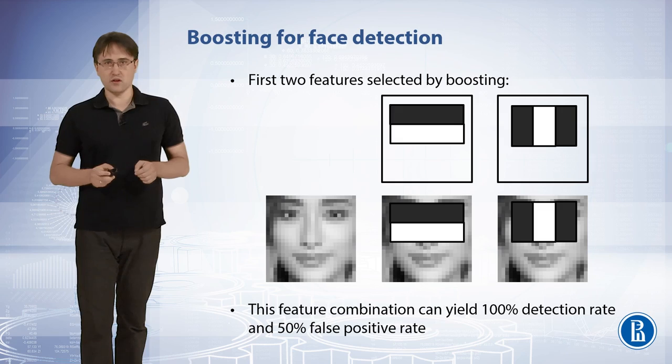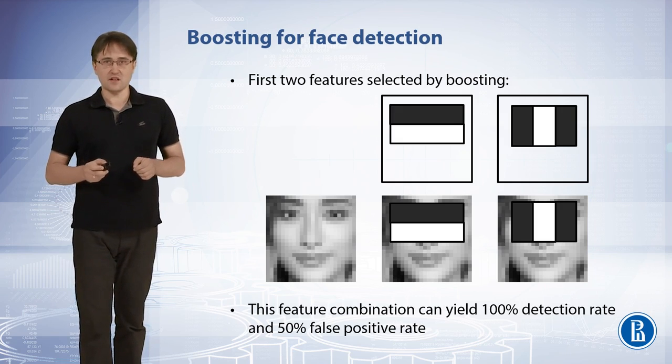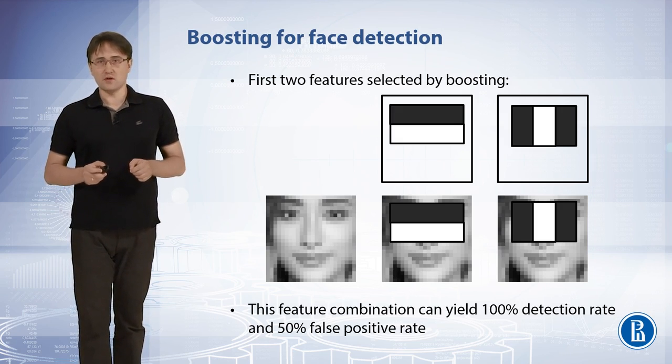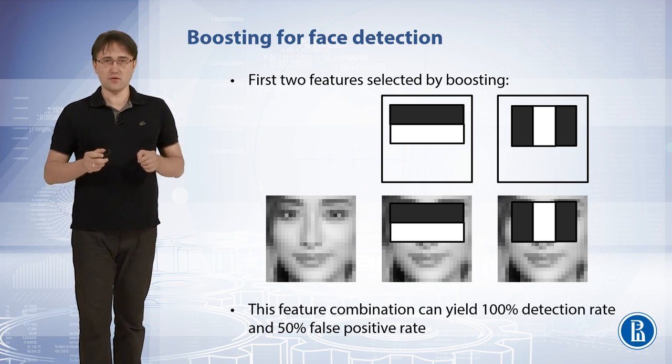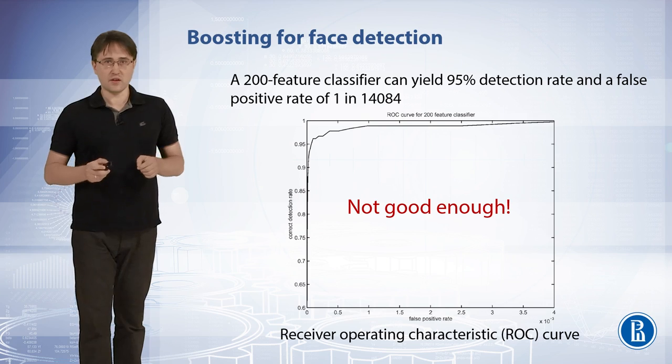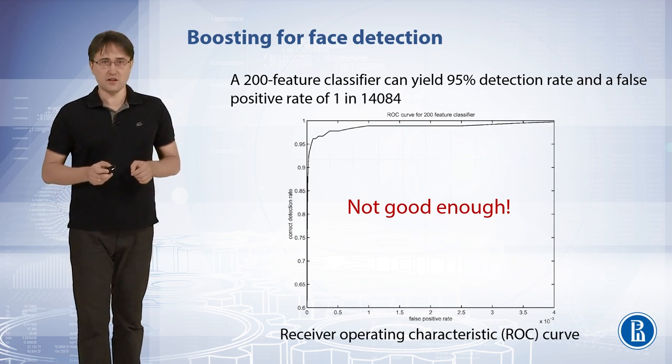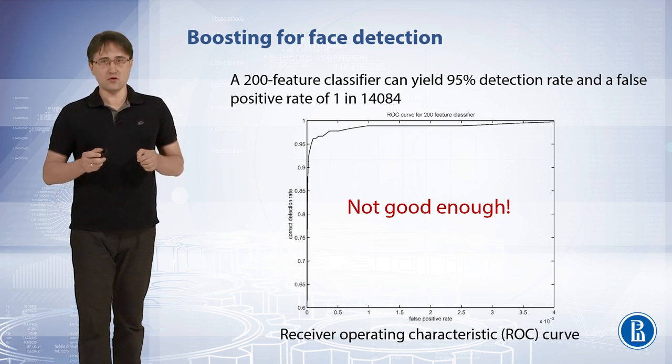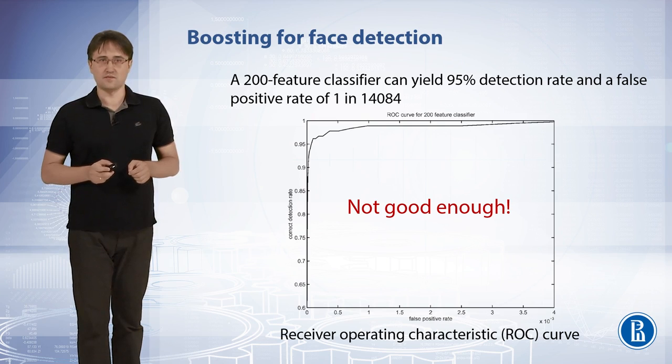It is insightful to visualize the two features that were selected first. You can see in the slide that they are sensitive to the eyes on the face. This combination of features can yield almost 100% detection rate and only 50% false positive rate for frontal faces, which is quite good for just two features. But a 200-feature classifier trained by boosting with Haar features can yield only a 95% detection rate and a false positive rate of 1 in 14,000. It is not good enough for a face detector.